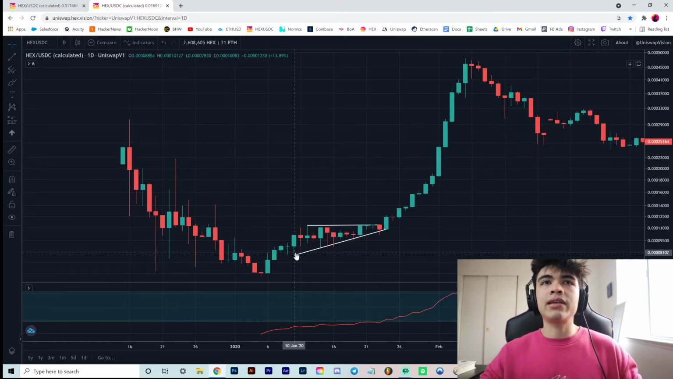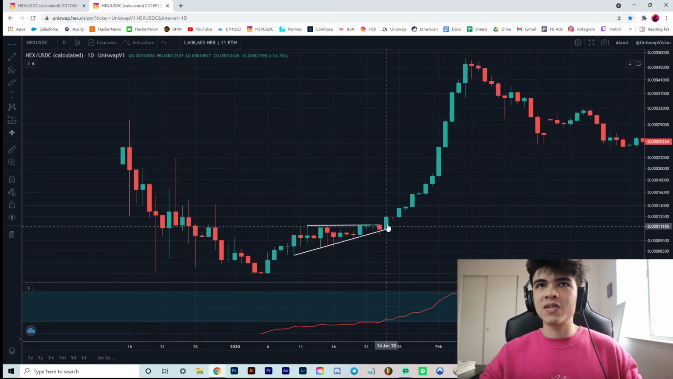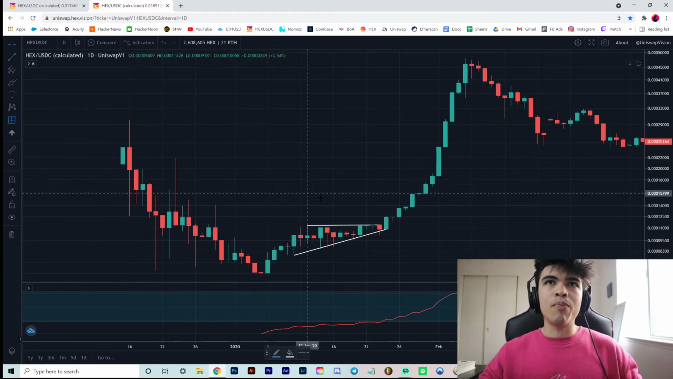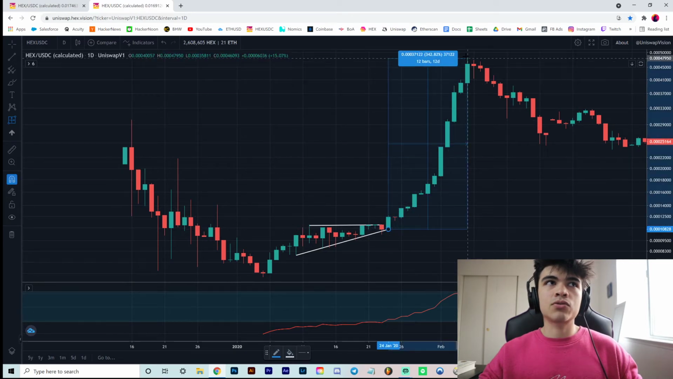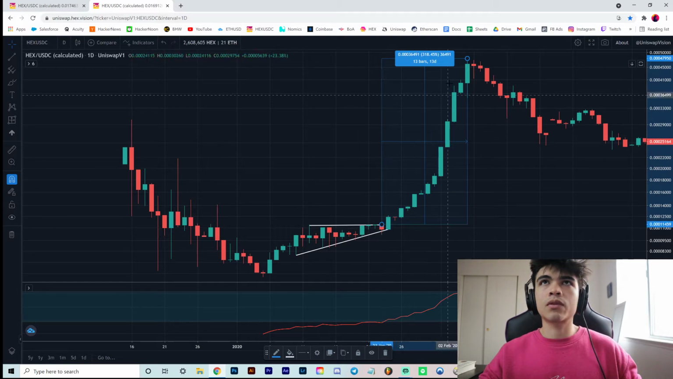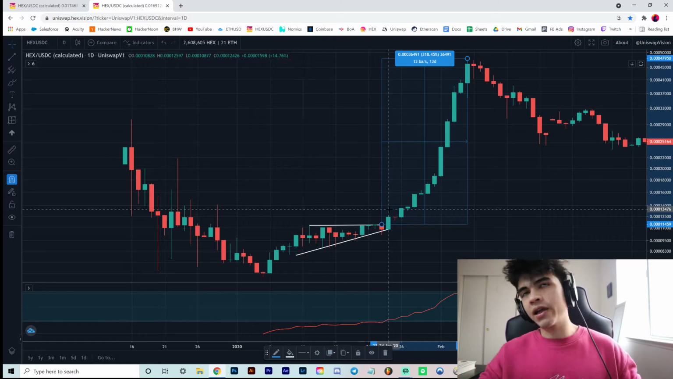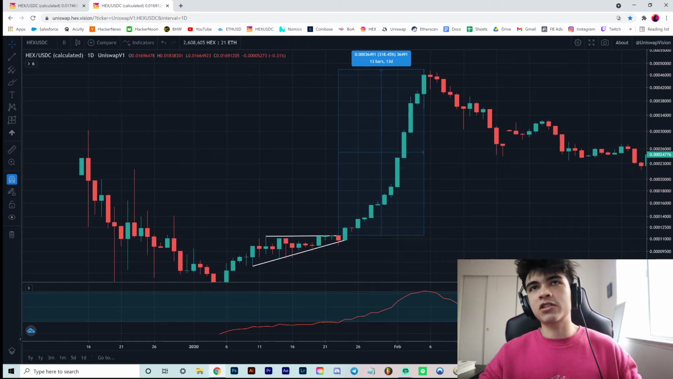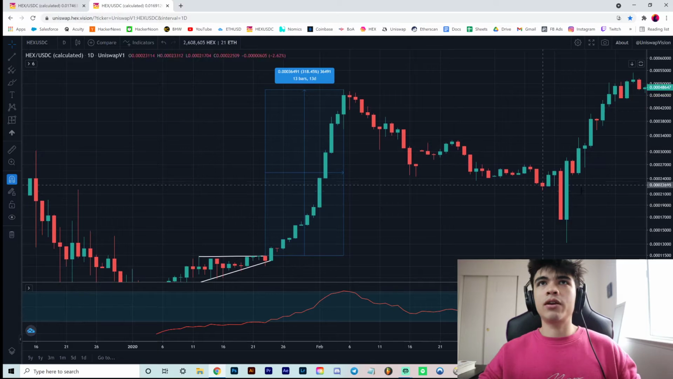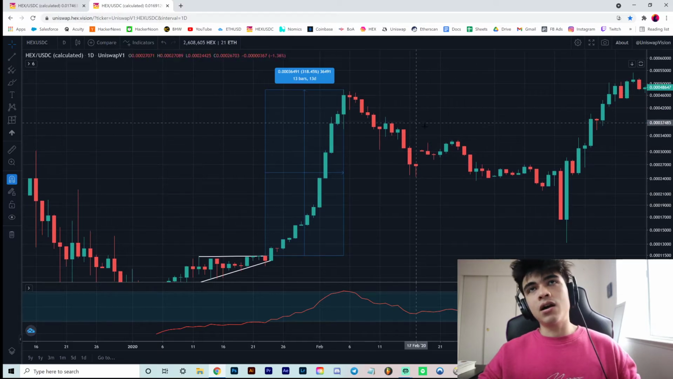And as we can tell here, we formed this ascending triangle with this resistance level that once it broke, we were off to the races and went on to have a move of about, let's measure this real quick, magnet tool, from the top of the breakout to here, it was about a 4x. So multiplied your money by 4 in this move here. Amazing stuff, right?